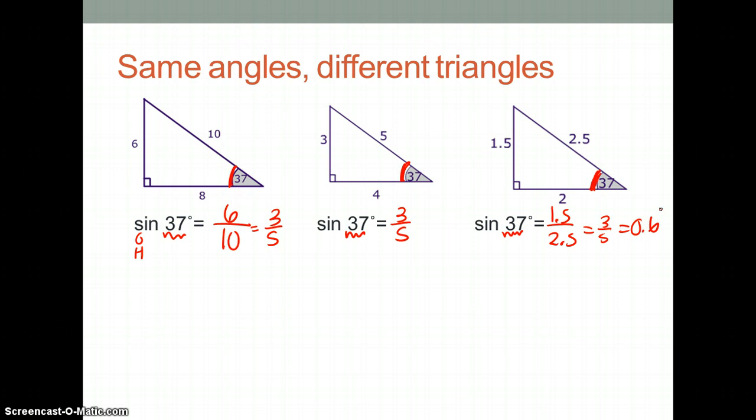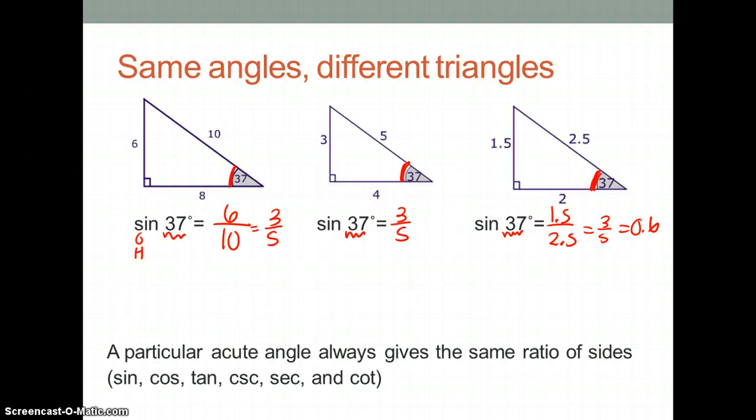It doesn't matter what triangle you have. If it has a certain angle measurement, all of these triangles are similar in that they have the same angle measurements, so you're going to have the exact same ratios. The ratios are the key. And this works not only for sine: any acute angle you choose always gives the same ratio of sides. It doesn't matter whether you do sine, cosine, tangent, cosecant, secant, or cotangent, you get the same ratio if you're using the same angle. So this is the brief intro, and we'll do much more with trigonometry from here on out.